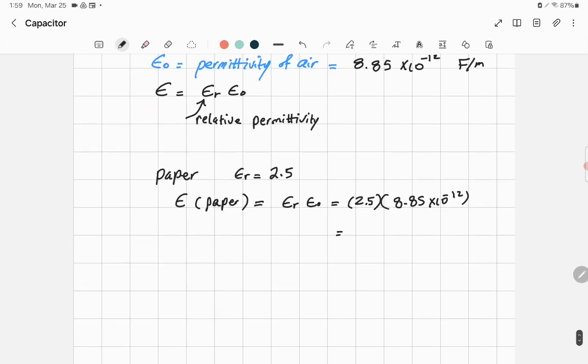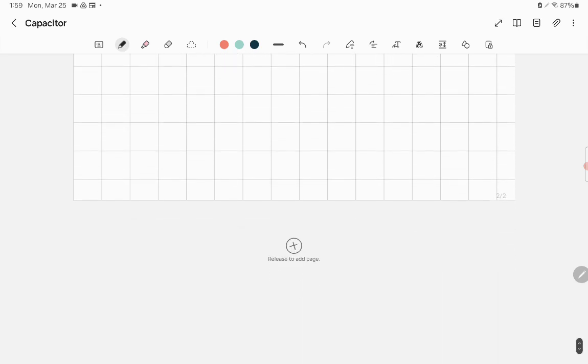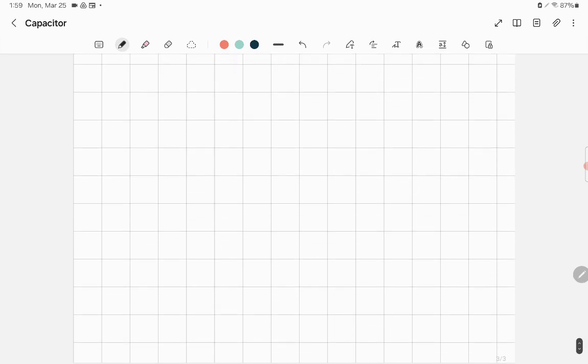Now, let's have an example to calculate the capacitance of any material. You just choose an example.